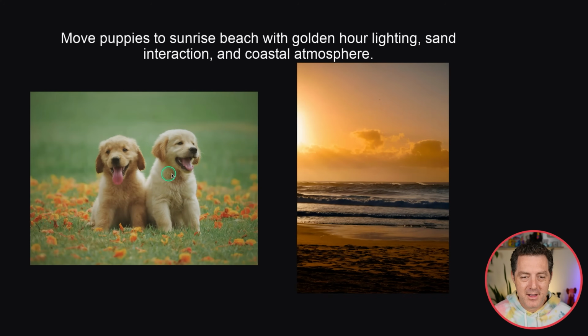Next, we have a cute picture of two golden retriever puppies in a field. Then we have a beach looking like it's at sunset. So: move puppies to sunrise beach with golden hour lighting, sand interaction, and coastal atmosphere.